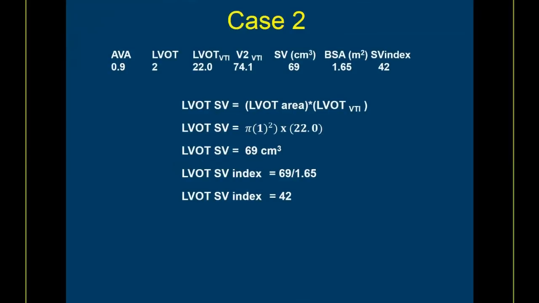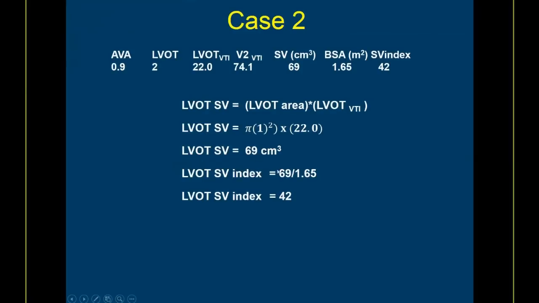So this is the data as shown. Again, AVA was 0.9 with an LVOT of 2. This is your LVOT VTI. And the stroke volume is basically calculated as the area of your LVOT times the VTI of your LVOT. So it's simply pi r squared times your 22 in this case. That comes out to 69.